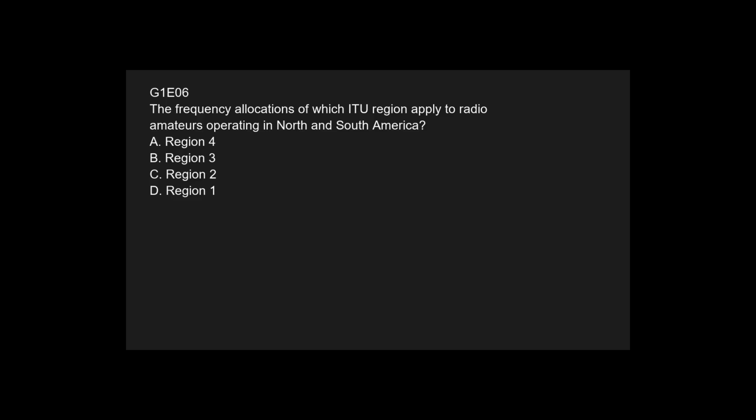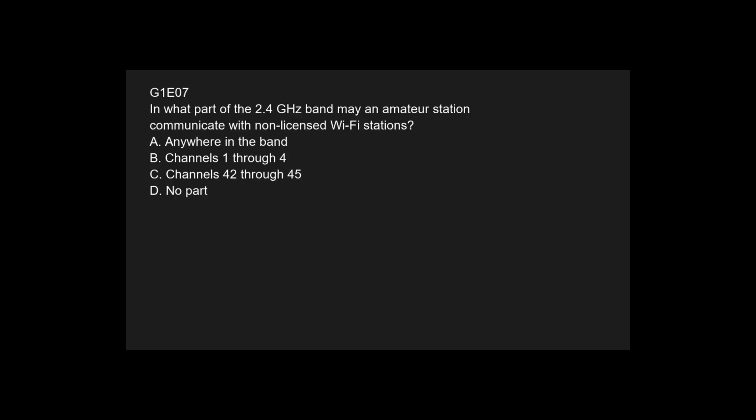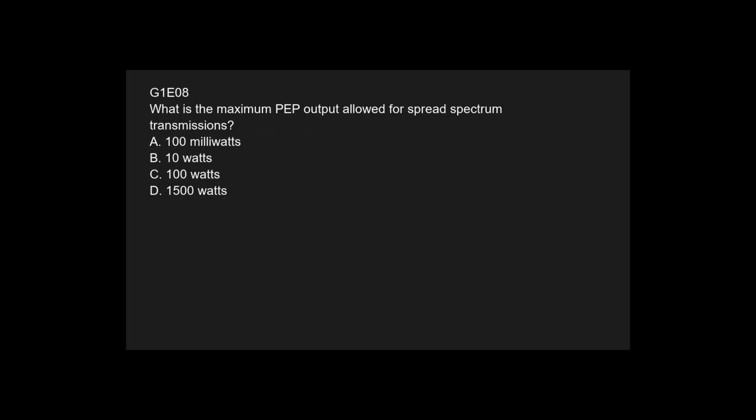Question: the frequency allocations of which ITU region apply to radio amateurs operating in North and South America? The correct answer is C. Region 2. Question: in what part of the 2.4 GHz band may an amateur station communicate with non-licensed Wi-Fi stations? The correct answer is D. No part. Question: what is the maximum PEP output allowed for spread spectrum transmissions?